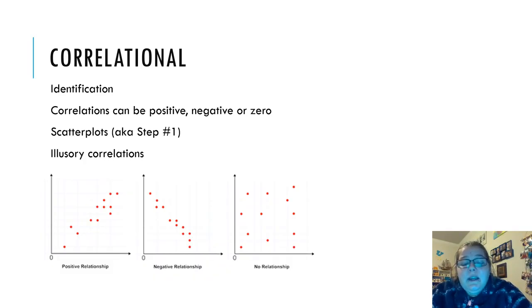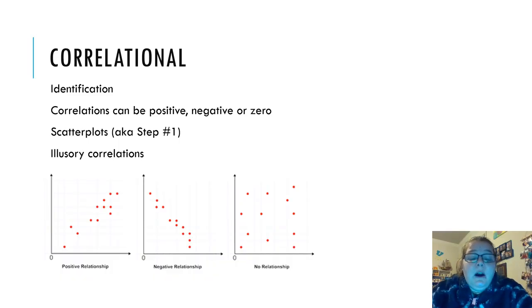So correlations can be either positive, negative, or zero. Positive means when one variable increases or decreases, the other variable does the same. So for example, right here, as one increases, the other increases. A negative relationship is pretty much the exact opposite. As one variable increases, the other decreases. And no relationship or zero correlation means there's not really a relationship there.